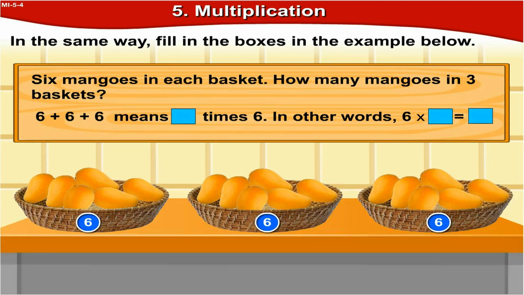Now, let us try and solve it. Children, tell me, 6 plus 6 plus 6 is equal to how many times of 6? You're right, 3 times of 6. So we'll write 3 in this box. Therefore, 6 multiplied by 3 is equal to 18. That is, 6 threes are 18. So we'll write 3 over here and 18 over there.